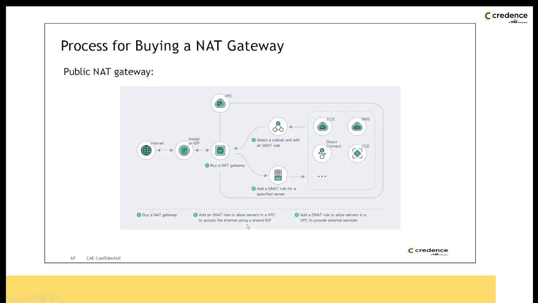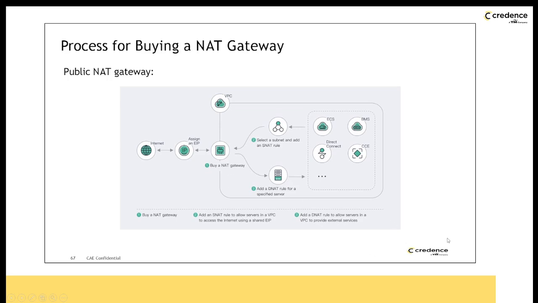So the process for buying a NAT gateway. For a public NAT gateway, you need to buy a NAT gateway first. After you buy a NAT gateway inside the cloud, you then need to add SNAT, source network address translation, rules to allow servers in the VPC to access the internet using a shared EIP. The third one, you need to add a DNAT rule to allow servers in the VPC to provide external services.